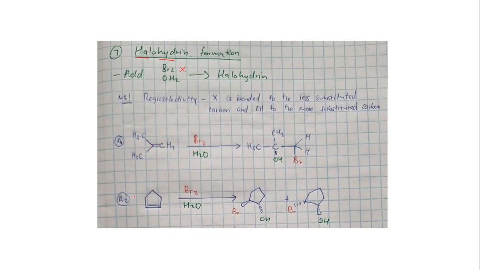Now, A2, which is the halohydrin formation, we're still taking our alkene. The difference is here now we have the ring, and this carbon atom and this carbon atom have equal substituted groups, right? So there is no one that is bulkier than the other one. So how do we deal with a situation like this?